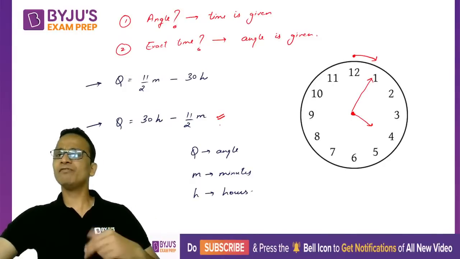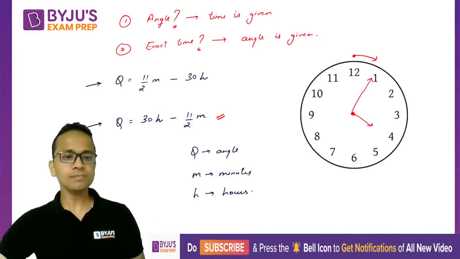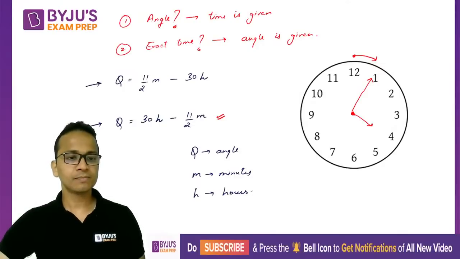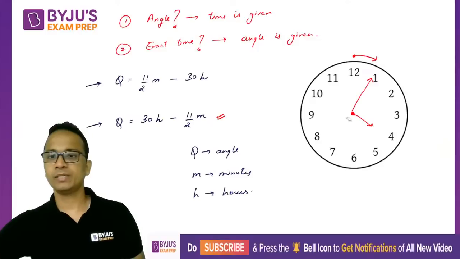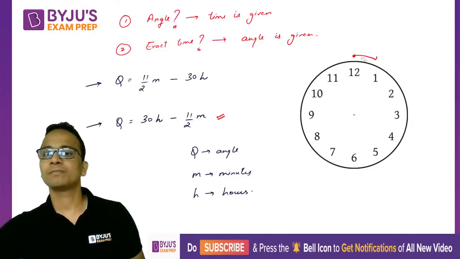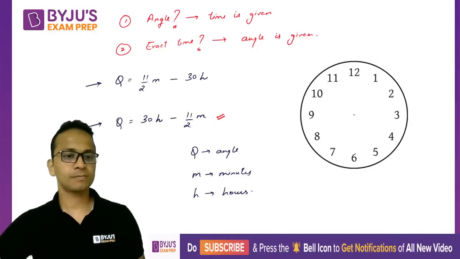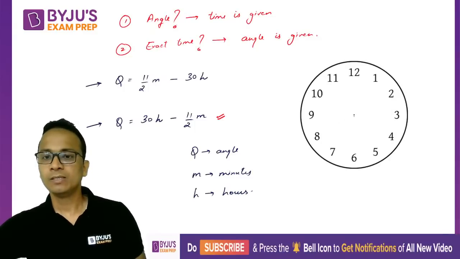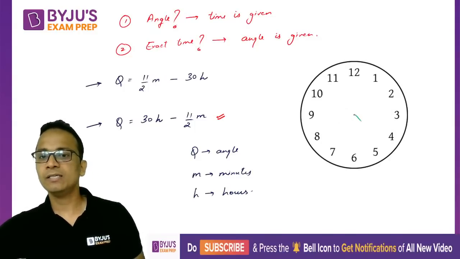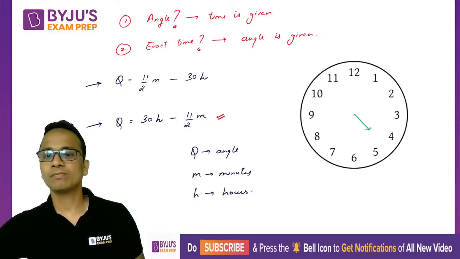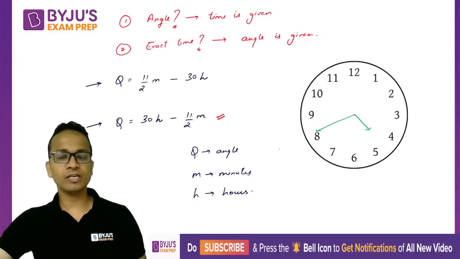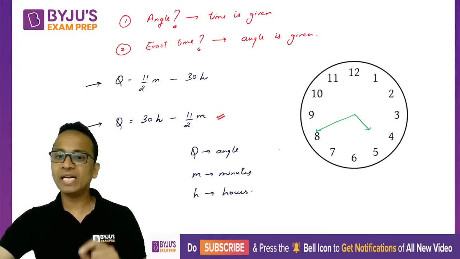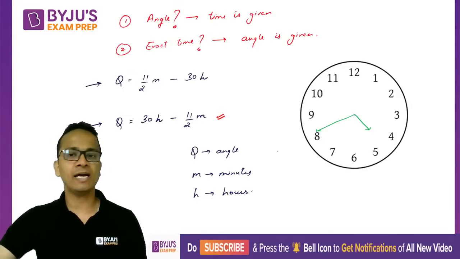But if the scenario is like, let me draw it again. This is the hour hand and this is the minute hand. In this figure, I can see that the minute hand comes after the hour hand.